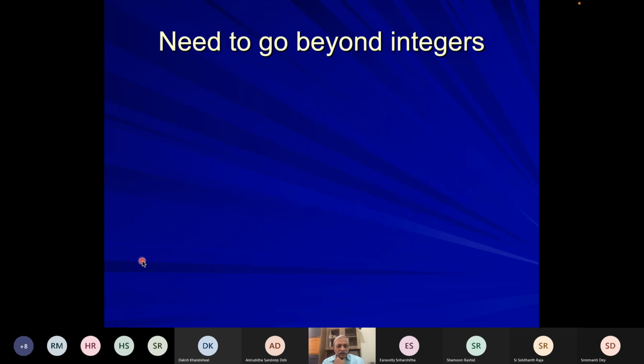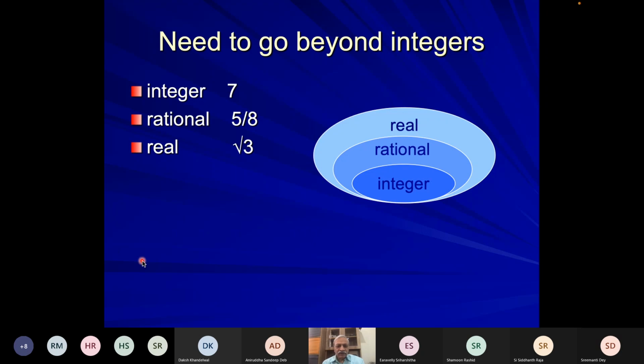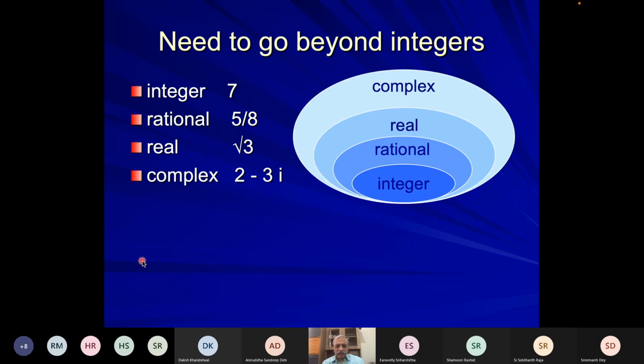So firstly, let's look at the question of going beyond integers. What is the need for that? We have talked so far about working with integers or characters or bits and bytes, but you need something beyond integers. If you look at the set of numbers, there are integers. Beyond that, there are rationals. Beyond that, there are reals. And then you also have complex. Complex is nothing but essentially a pair of two reals.